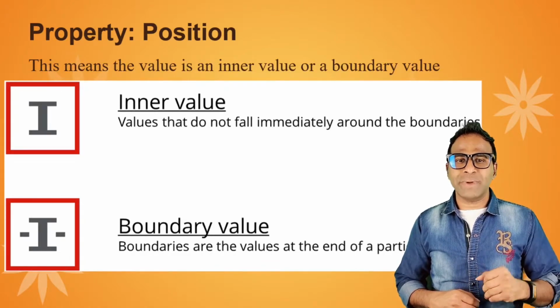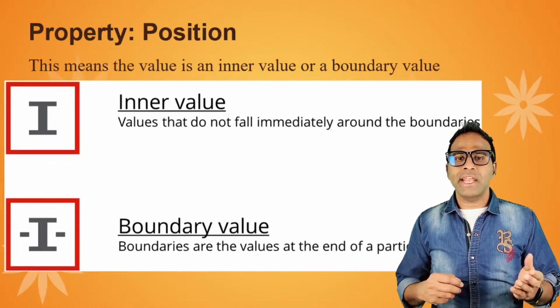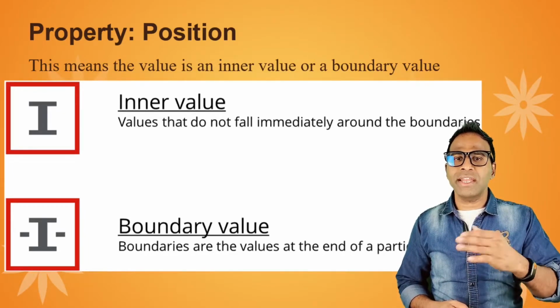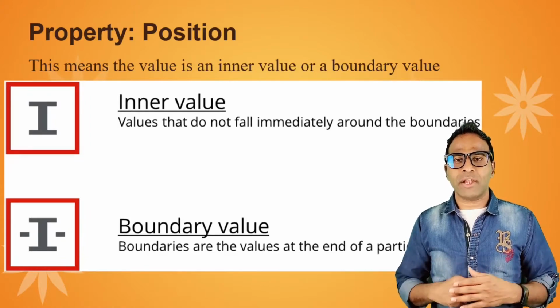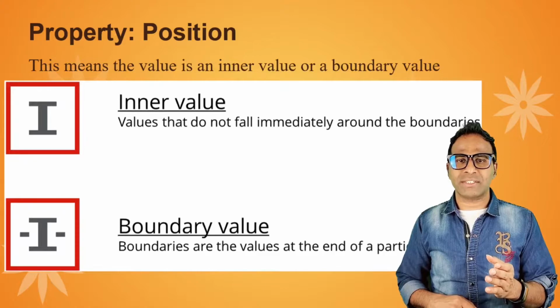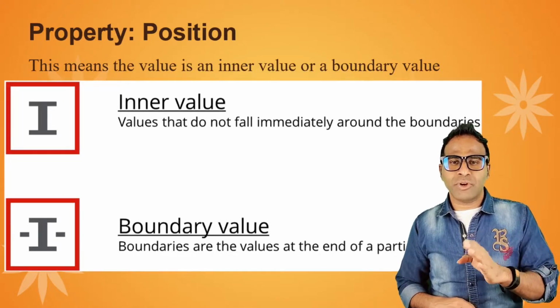Okay, so what is my inner value? Inner value is between 20 and 60, any of them falls under inner value. What is my boundary value? So the lower boundary is 20. That means I need to test with 19, 21.